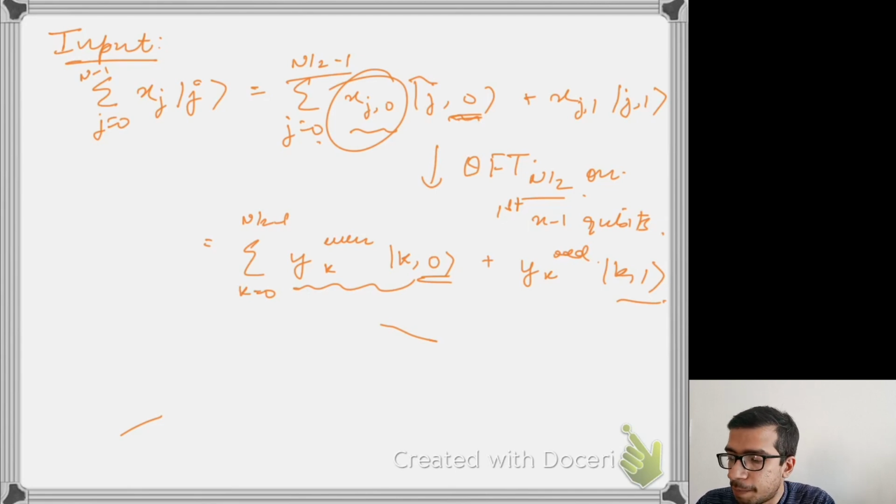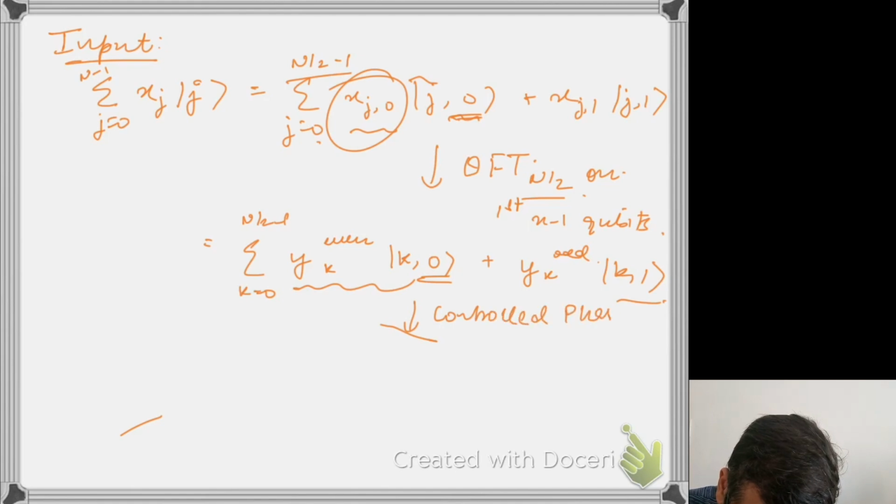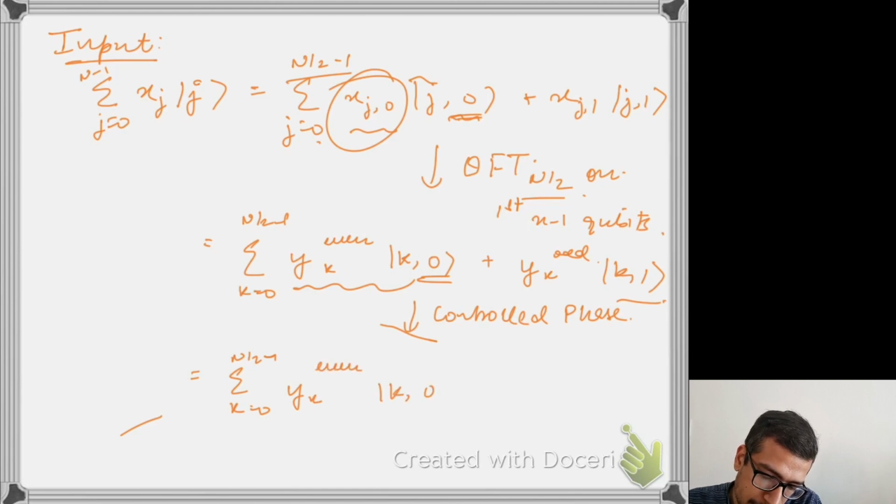Now how do I combine them, right? So as we saw, we need to basically add yk even plus omega to the power k yk odd, and similarly minus omega to the power k yk odd. So what we do is that we apply a controlled phase, and that gives me sum over k 0 up to capital N by 2 minus 1 yk even ket k0 plus omega n to the power k yk odd ket k comma 1.